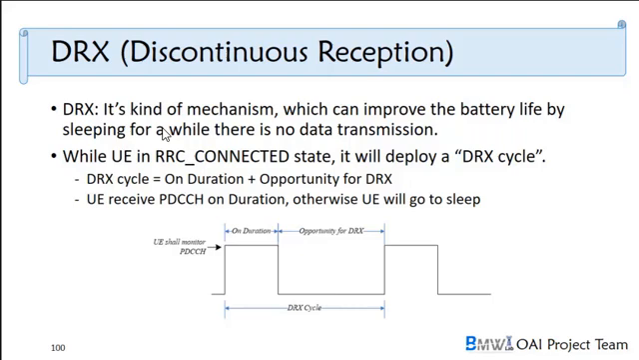So if the UE keeps waiting for this data, it will waste its battery. But if the UE is still sleeping, and when the eNodeB wants to send data to it, it will lose the PDCCH. So we have a way to resolve it. It means DRX. In DRX, we have on duration time and opportunity for DRX. On duration time means the UE is awake, and opportunity for DRX means the UE is asleep.